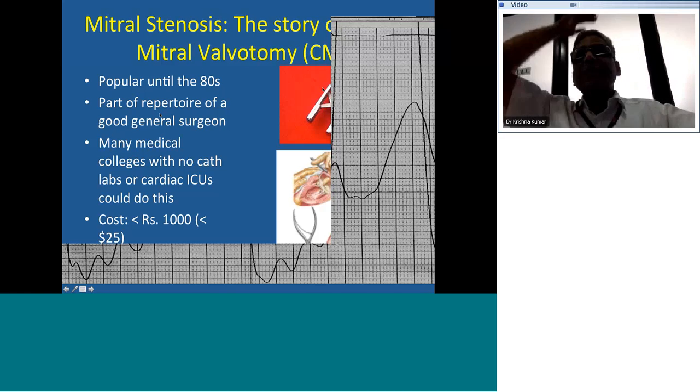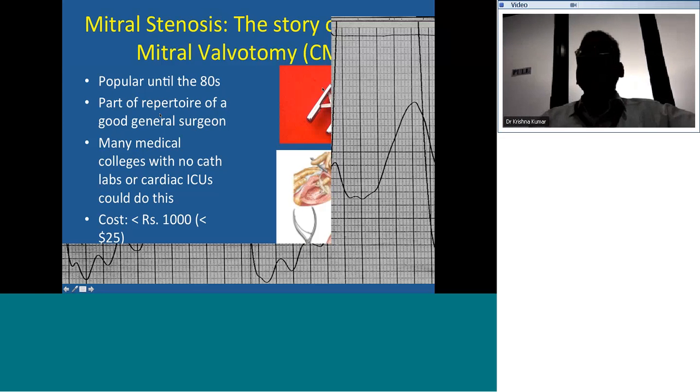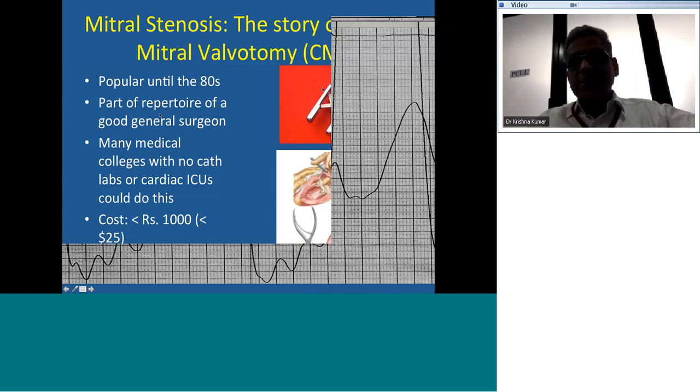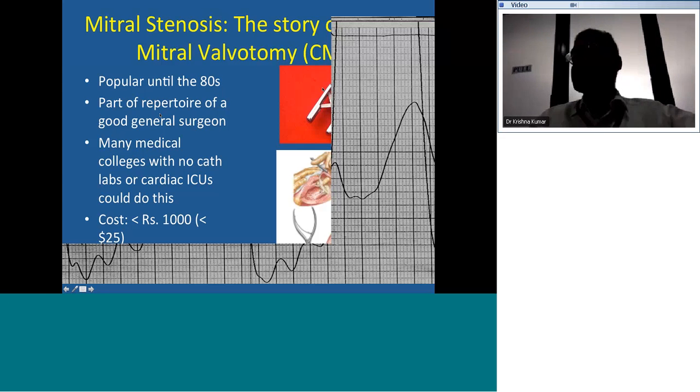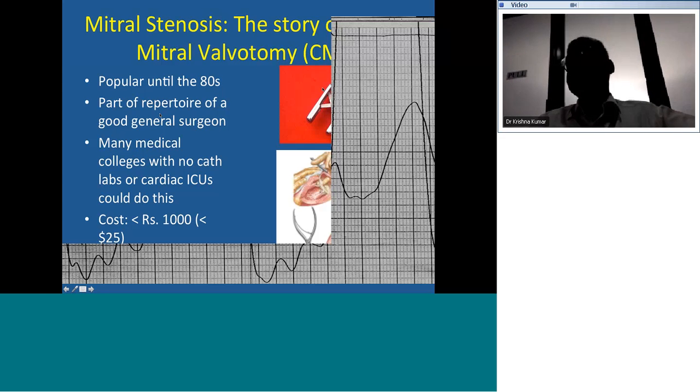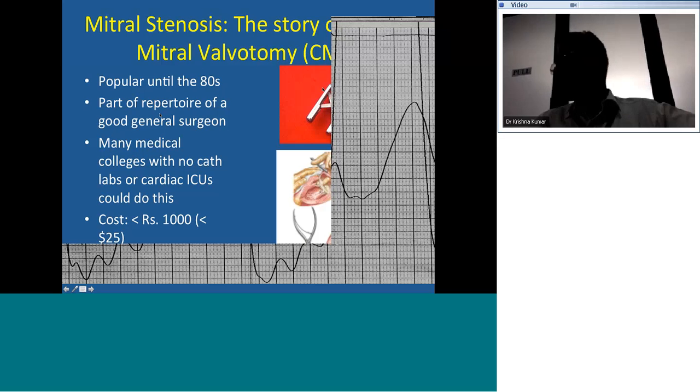To read the world's largest series from Vellore, published by Stanley John in Circulation in the mid-80s, the results are very good. But because the cardiologist took over, the procedure disappeared. And I think it resulted in a very large number of people in the world being denied the procedure. This is particularly sad in countries in Africa or in really remote areas of our country, where we had the skills, we could still do this procedure.